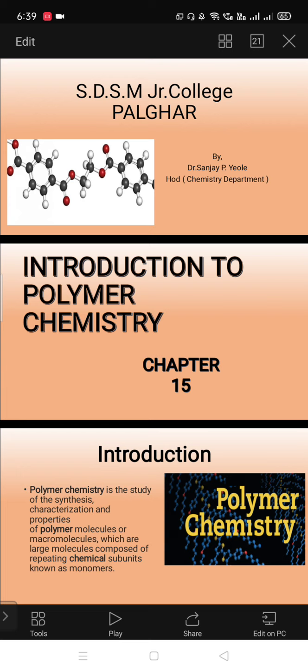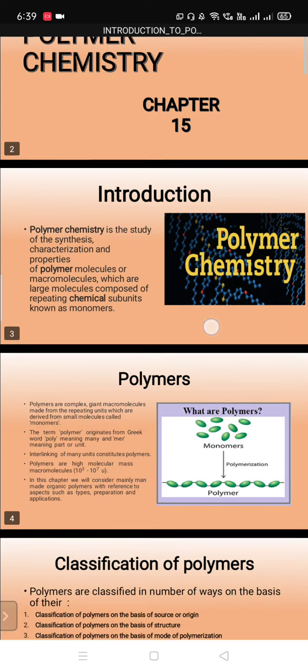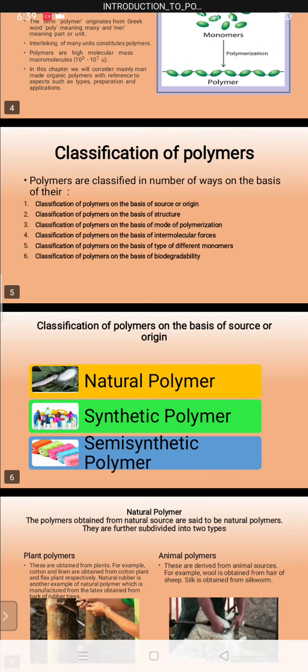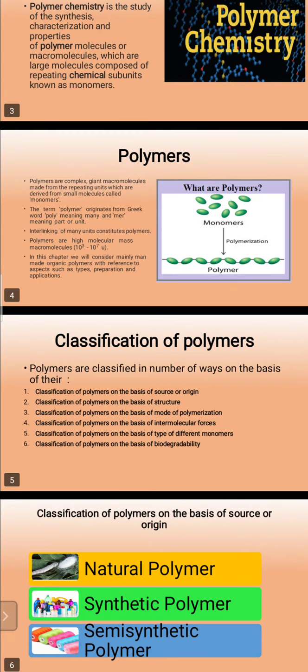Students, in the previous lecture, we discussed some topics of polymer chemistry. In that introductory part, we turned towards the classification of polymers. Basically, polymers are classified into six types on the basis of their properties.